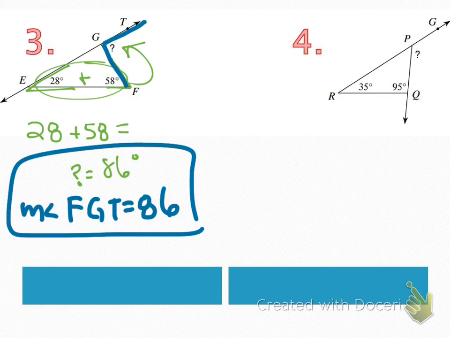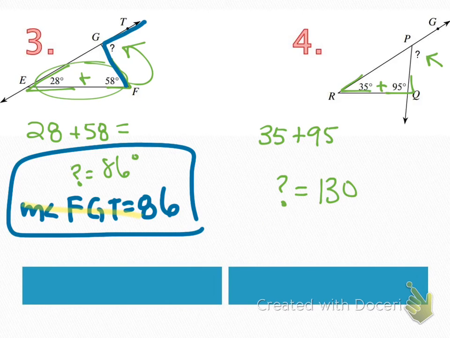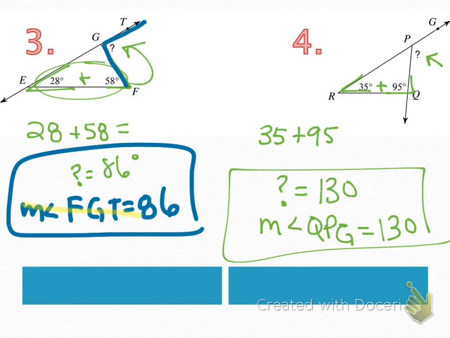The reason I keep writing this is to make sure you're keeping up with how to name angles, because it's going to be a section on this test. And then the same thing here. These are the two non-adjacent, meaning they don't share a wall with that question mark. They are inside, so you're just going to add them. What is 35 plus 95? 130. So the question mark equals 130. Or what would we name the exterior angle? Yeah, QPG, or GPQ. Sorry, a lot of letters.